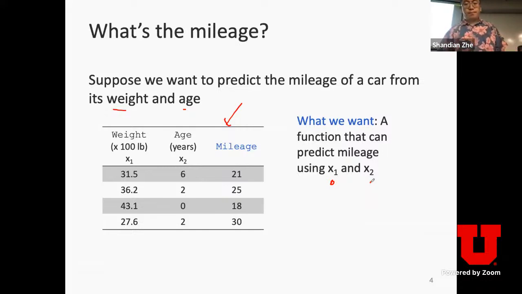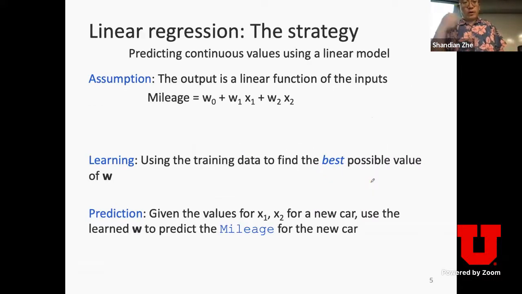Okay. So now we're going to think about how we use linear regression to solve this problem. Right? So what is linear regression? Linear regression assumes the output, which here corresponds to the mileage we want to predict, is just a linear combination of the features. So we have two features, weight and age, x1, x2, right? So we're going to linearly combine them plus some bias term w0, so we get our prediction of the mileage. This is our model, right? We model the mileage as w0 plus w1 x1 plus w2 x2. Okay?